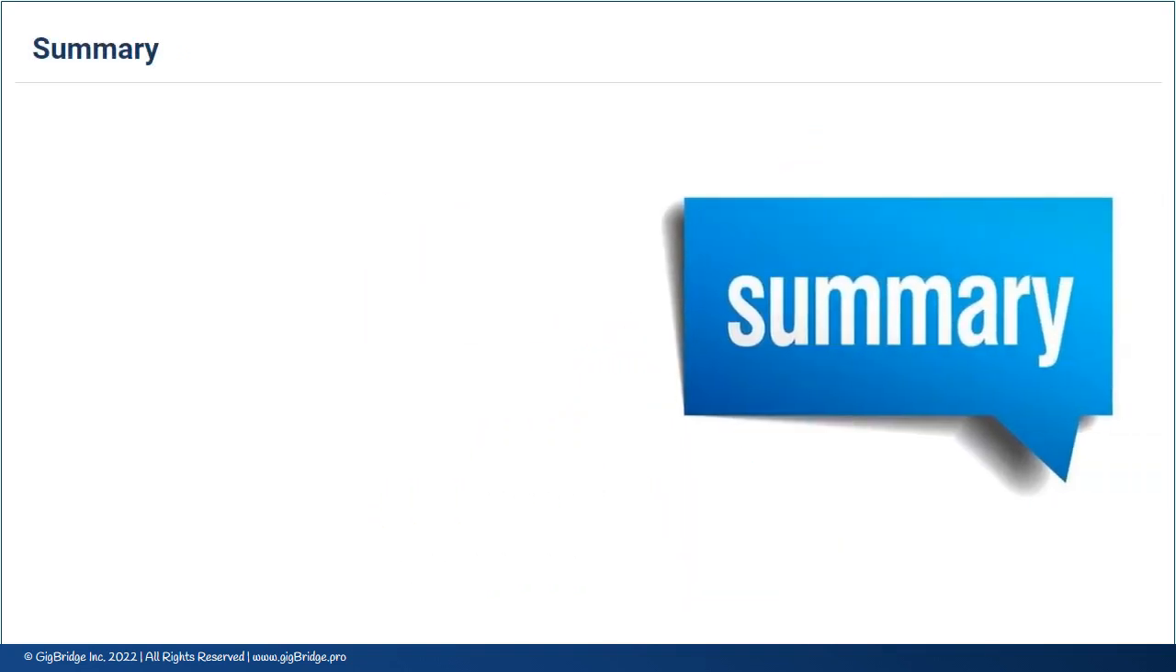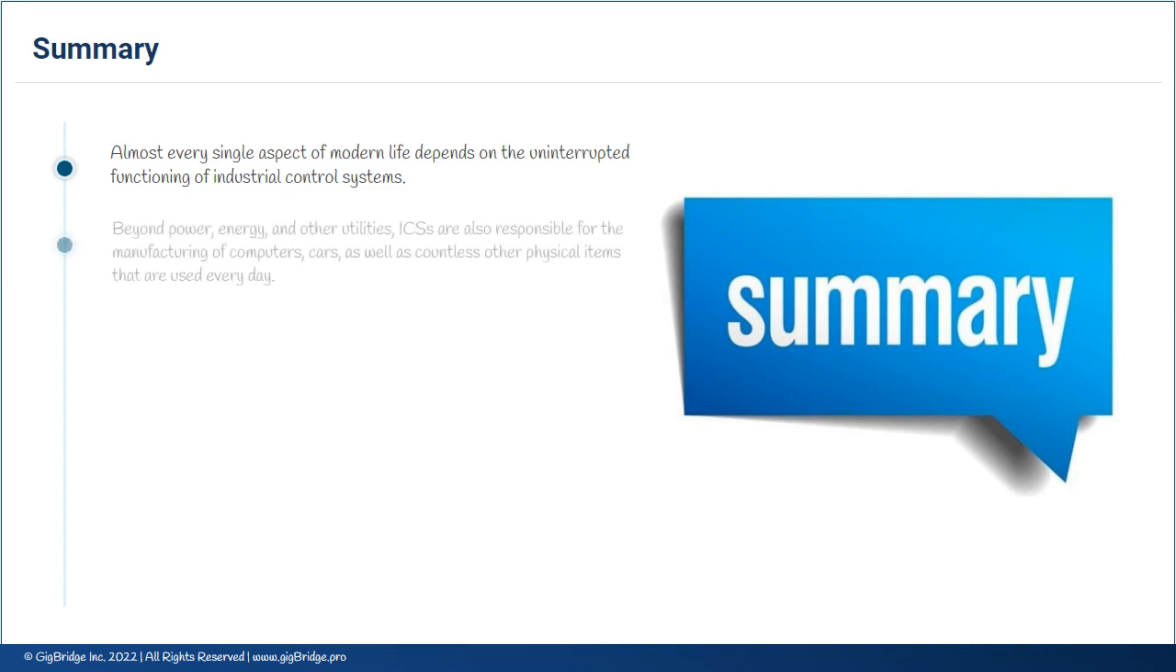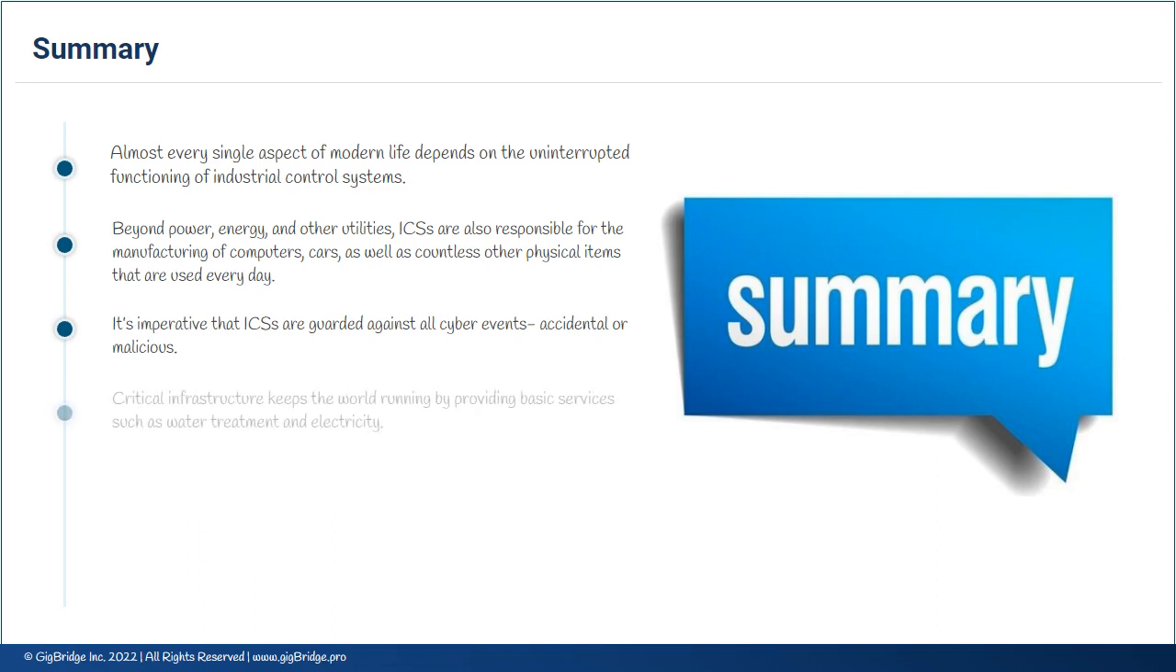Here is a quick recap of what we covered. Almost every single aspect of modern life depends on the uninterrupted functioning of industrial control systems. Beyond power, energy, and other utilities, ICSs are also responsible for the manufacturing of computers, cars, as well as countless other physical items that are used every day. It's imperative that ICSs are guarded against all cyber events, accidental or malicious.